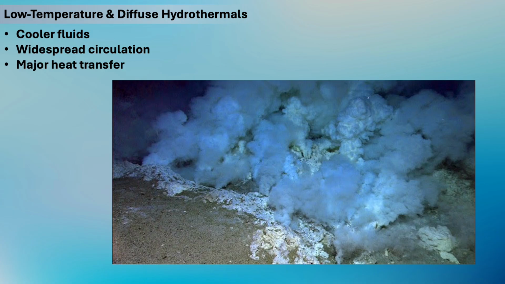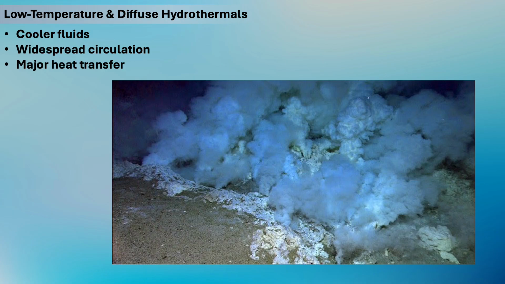In diffuse flow systems, seawater still circulates through fractured oceanic crust, but it does not approach magma bodies closely enough to reach extreme temperatures. Instead, the circulating fluids are warmed to relatively moderate temperatures, often only tens of degrees above the surrounding seawater. These fluids then seep slowly and broadly out of the seafloor rather than erupting in focused jets.